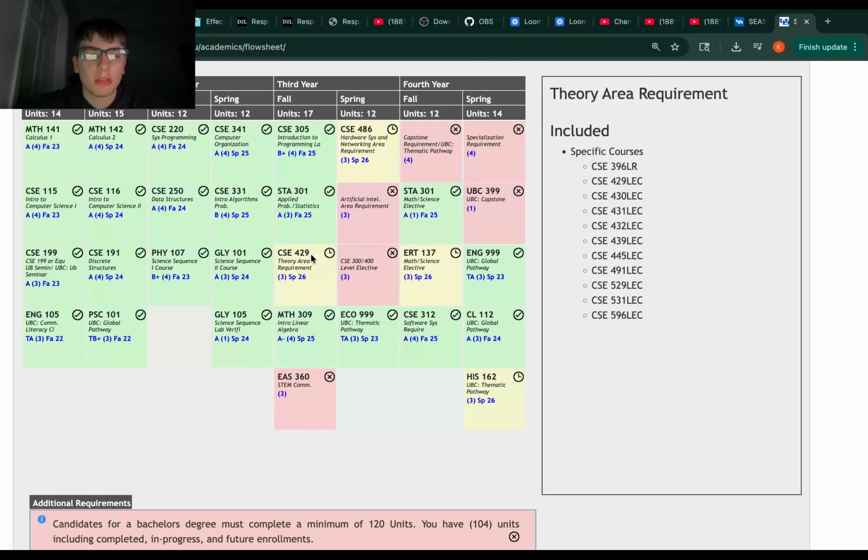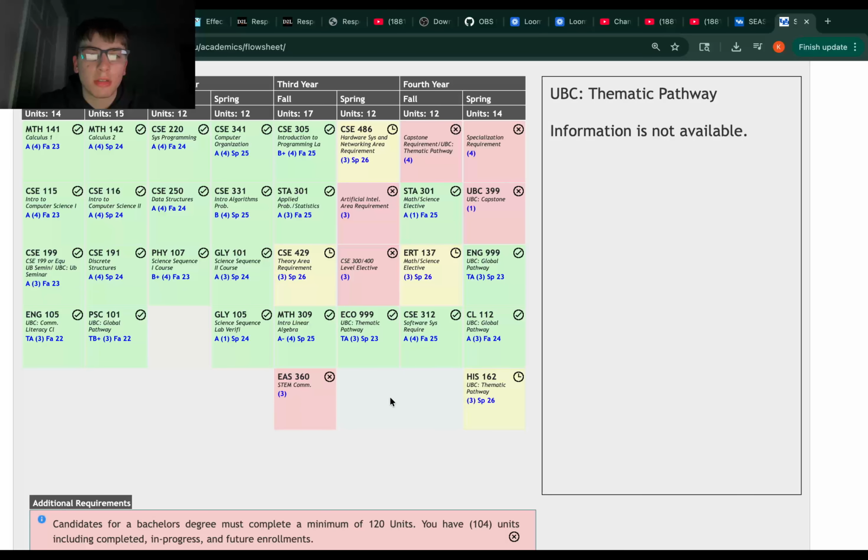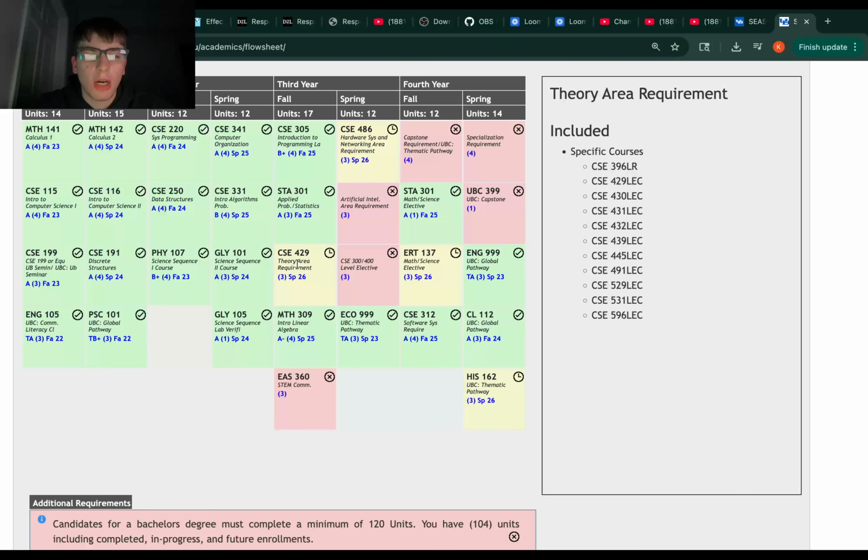This is, please come up. Where are you? Anyhow, this is my theory requirement. It's modern algorithms for computer systems. Why is it not coming up?